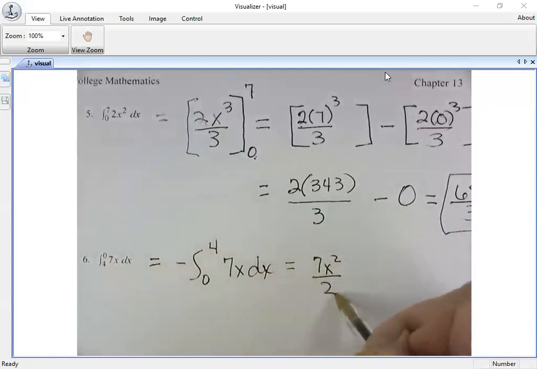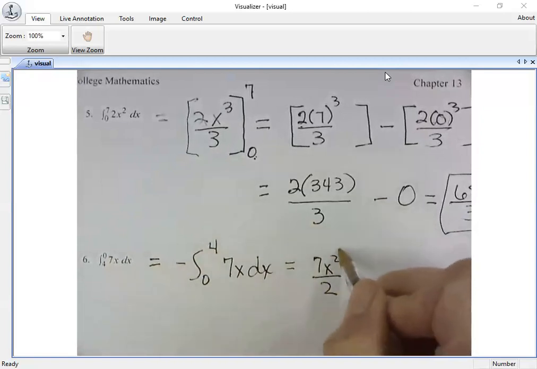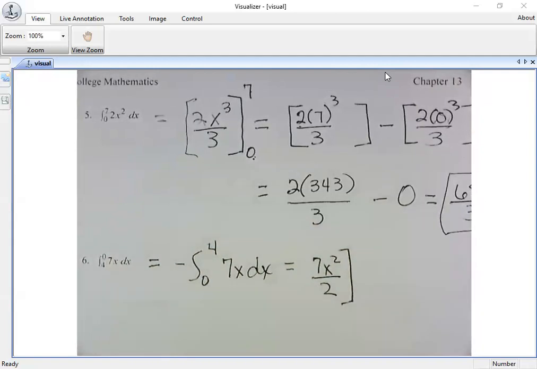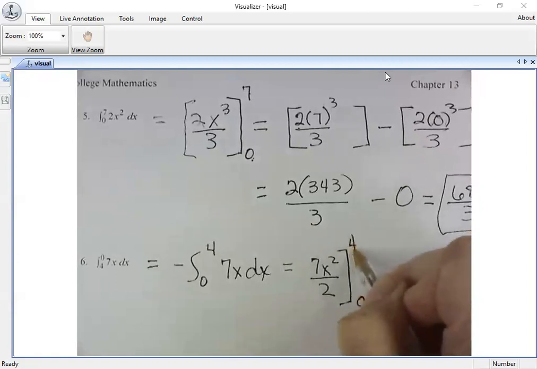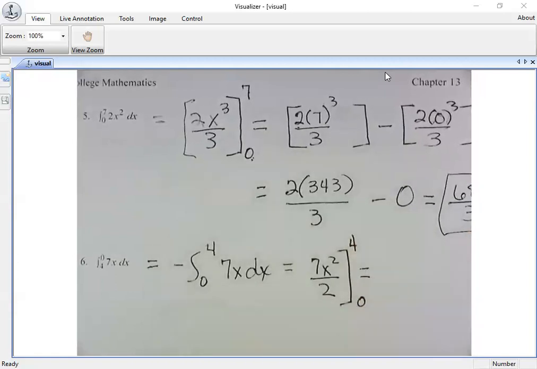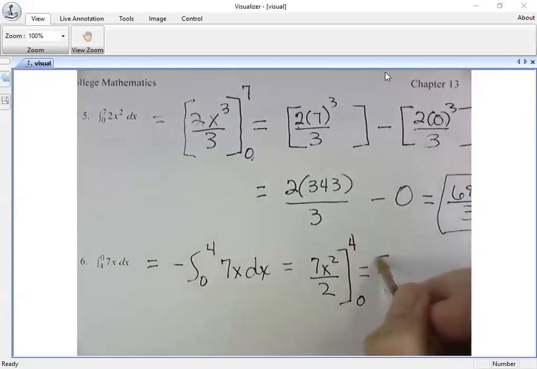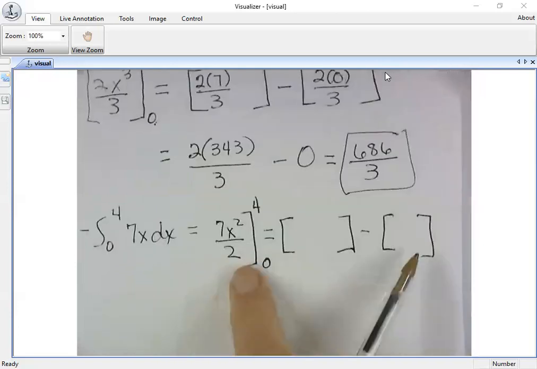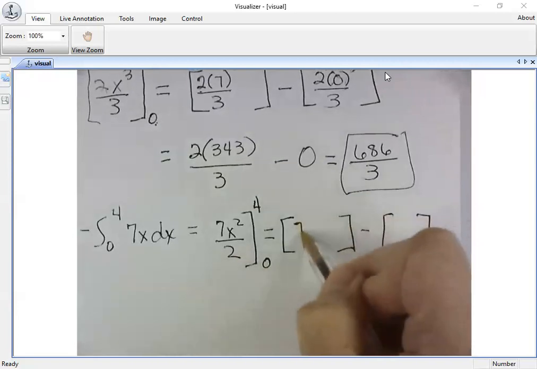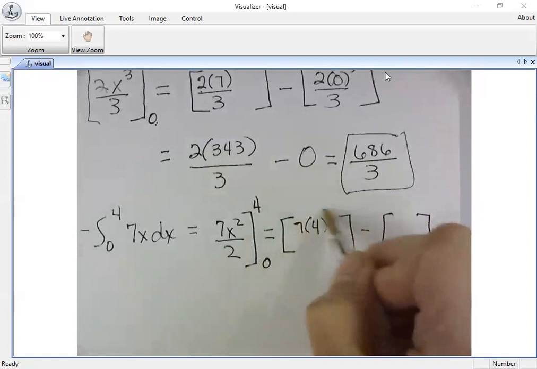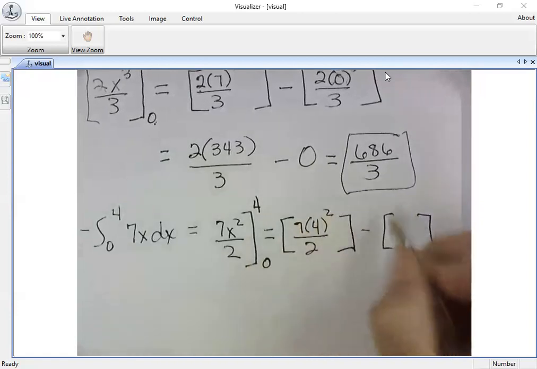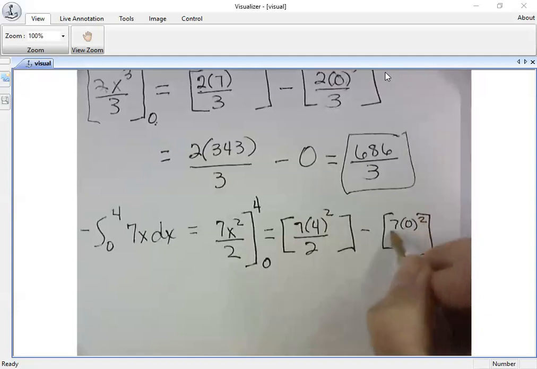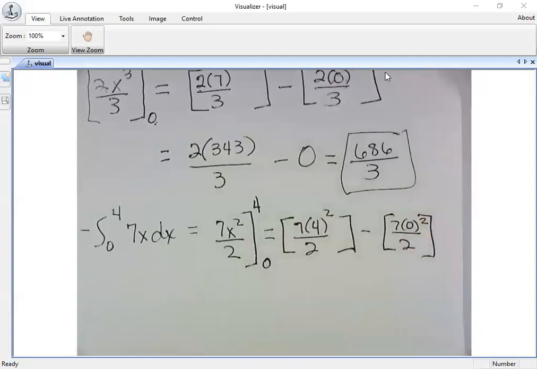Do you all agree with Hannah? 7x squared over 2. And I need my bracket there, and I will put 0 on bottom, 4 on top, and we're ready to evaluate. How many sets of open brackets do I need? 2. That's right. 1 for the upper minus 1 for the lower. So in this upper, I'm going to have 7 times 4 squared over 2 minus 7 times 0 squared over 2. You may be wondering, do I have to write that part out?